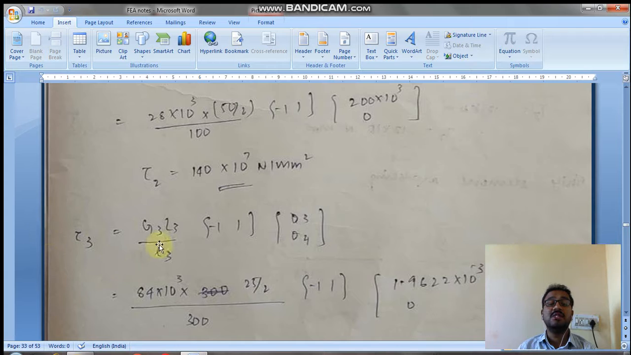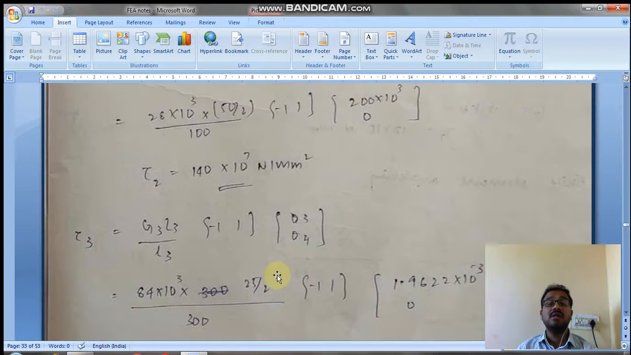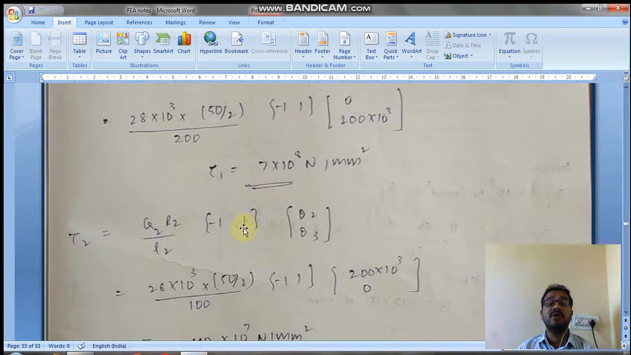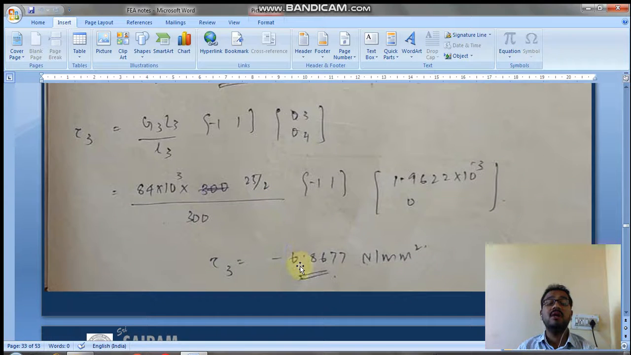Then moving to tau 3, it is G3 R3 by L3. The radius for the third element: the diameter is 25, so the radius will be 25 by 2. Substituting in this, we will be getting this. And the interesting thing you can see here is that for element 1 and element 2, the shear will be positive, and for element 3 it is negative. It means that the torque applied on node 2 was responsible for the negative sign of the shear on element 3.